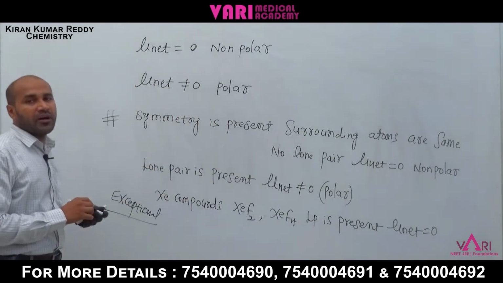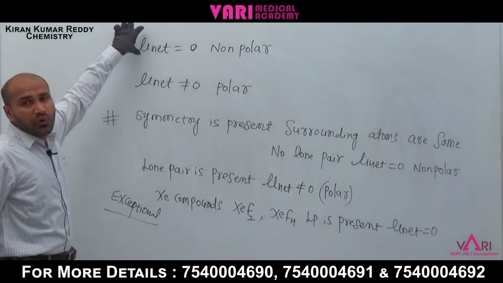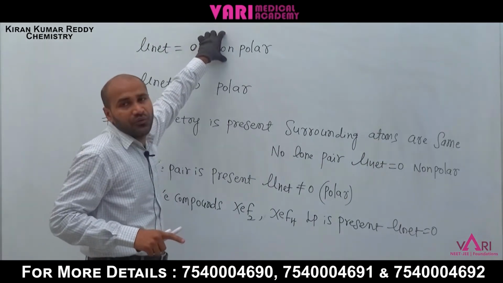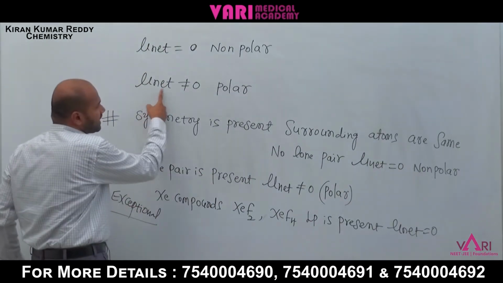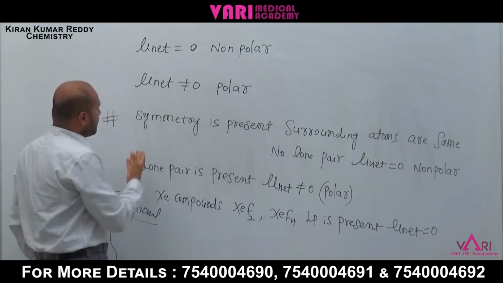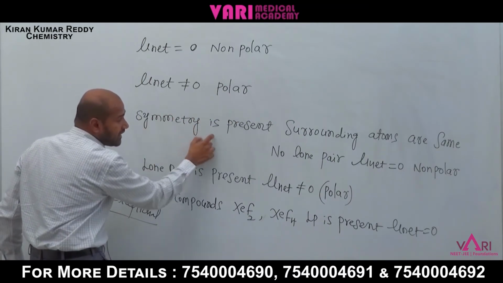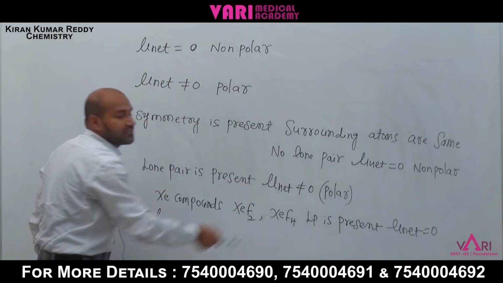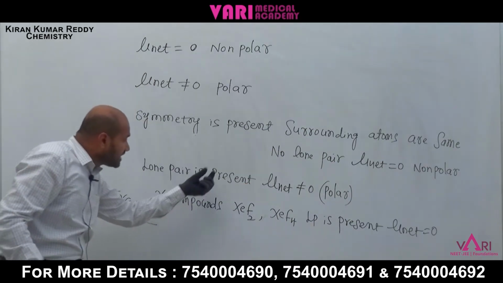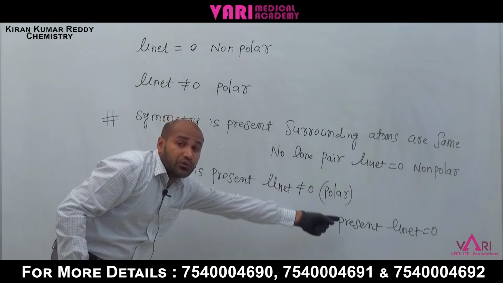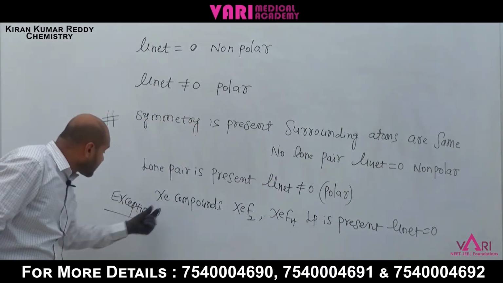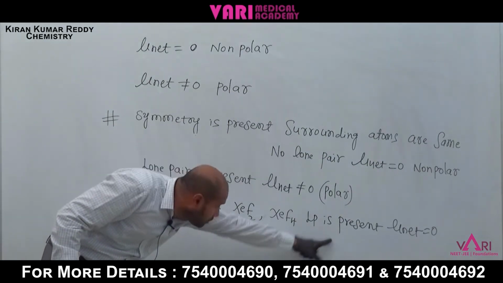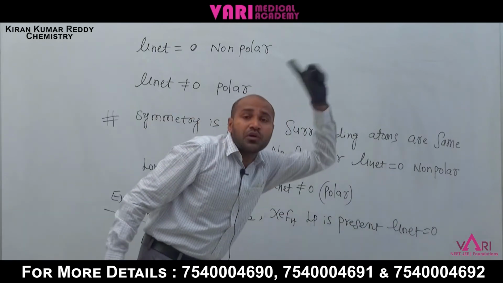Now what are the important points? Mu net, the total resultant, not one individual. Mu net equal to 0, that molecule will be non-polar. Mu net not equal to 0, polar molecule. And if symmetry is present, the surrounding atoms are the same, and there is no lone pair, it is non-polar. If a lone pair is present, mu net is not equal to 0, this will be polar. Now the exception, please write it down: xenon compounds XeF2, XeF4, lone pair is present, mu net is equal to 0.